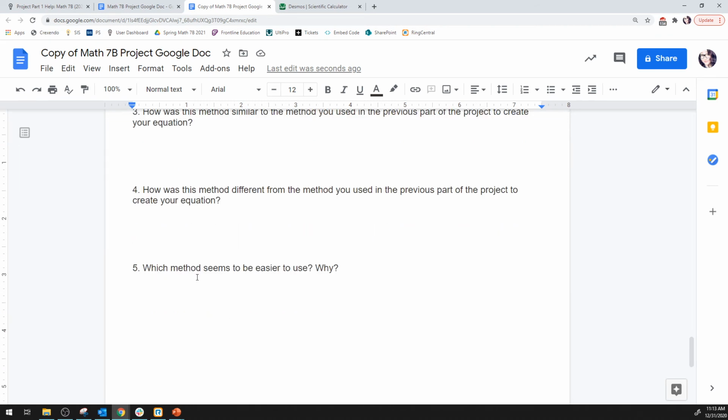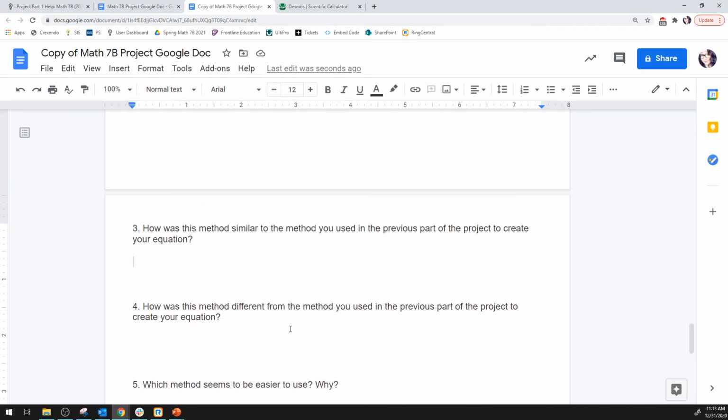Question 5 says, which method seems easier to use? Well, this is up to you. Which one did you like more? Did you like to use the table or did you prefer to use the equation to solve it? Whichever one's easier to you, and just make sure that you also explain why. So say why you think it's easier. Okay, so that is it for this part of the project.